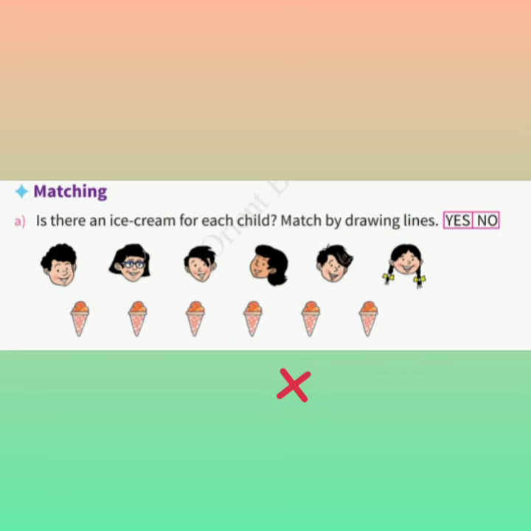Now let us learn the next concept, that is matching. Is there ice cream for each child? Match the drawing lines. You just have to say yes or no. I am going to count the students. How many students are there? And then I am going to count the ice creams. If the ice creams and the students are the same, yes, then it is going to match.